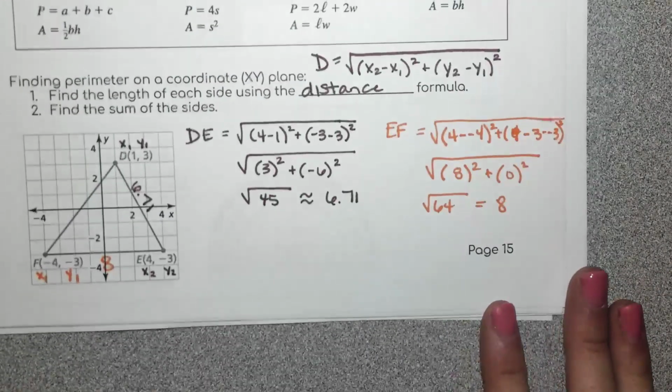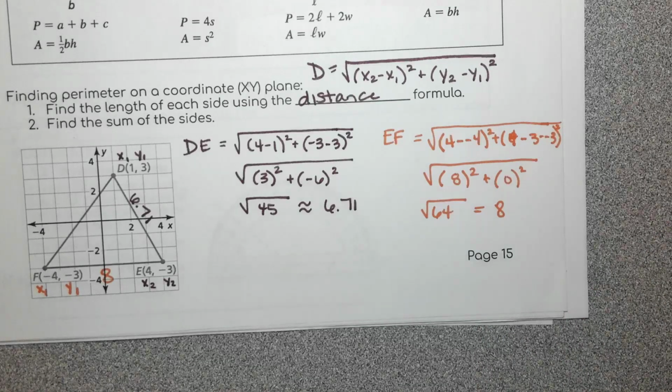Here is my work. So 4 minus negative 4 becomes 8 squared. I messed up here, so ignore my squiggle. Negative 3 minus negative 3 is negative 3 plus 3. Negative 3 plus 3 is 0. 0 squared is 0. And then we get 8 squared, which is 64. The square root of 64 is 8.